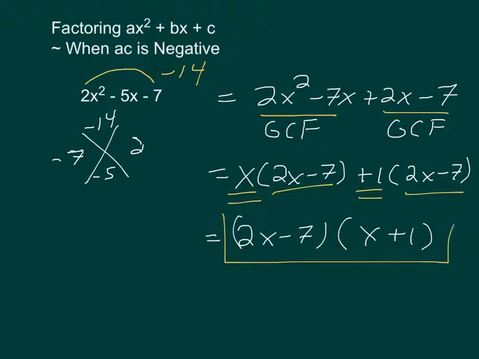And once again, you could multiply through and check, but that is the factored form of 2x squared minus 5x minus 7. And once again, since when I multiplied my lead coefficient by my constant, I got a negative, I got what I expected. 1 addition, 1 subtraction. And we're in good shape.